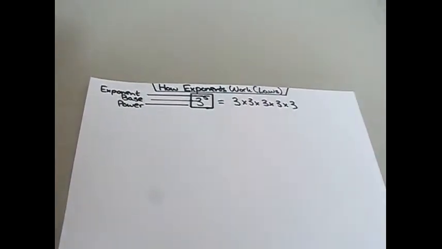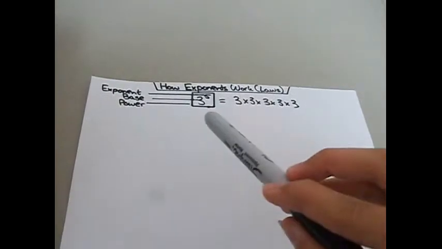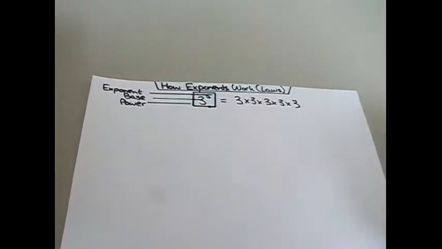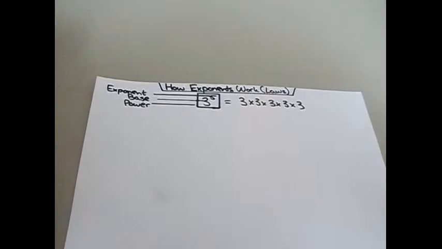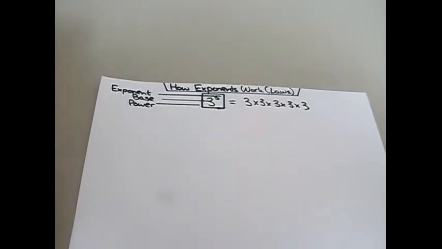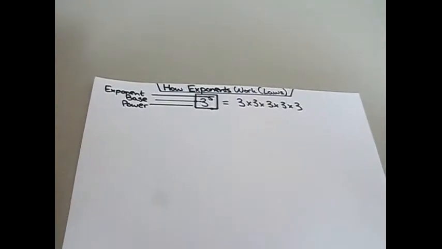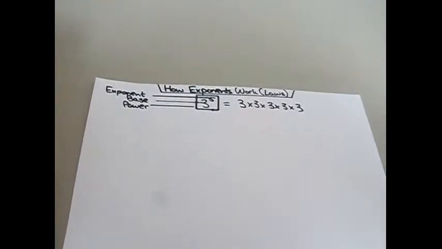So first let me quickly define exponents. I have an example here, 3 to the power of 5, which translates into 3 times 3 times 3 times 3 times 3. In this case the exponent is 5, which is the number of times you have to multiply the base. The base is 3, which is the number being multiplied, and everything all together is the power, 3 to the power of 5.